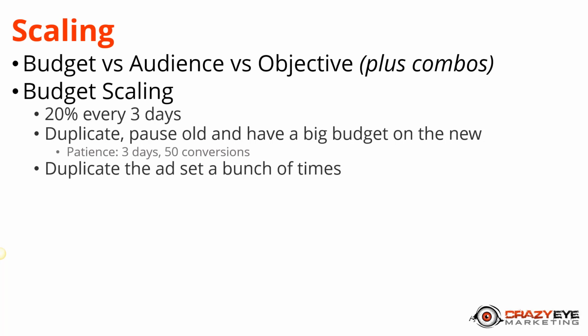Another way to scale your budget is by simply duplicating the ad set a bunch of times. So you have a working ad set and you're spending $3 a day on it, and you want to spend $21 a day, let's just say. You would simply duplicate that ad set 6 more times, so you'd have 7 ad sets, all spending $3 a day. It would have the same targeting options, it would have the same ad, etc. You just have 7 duplicates of the same thing.